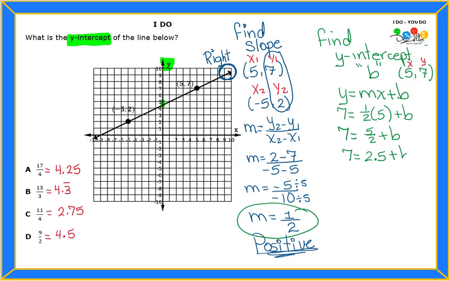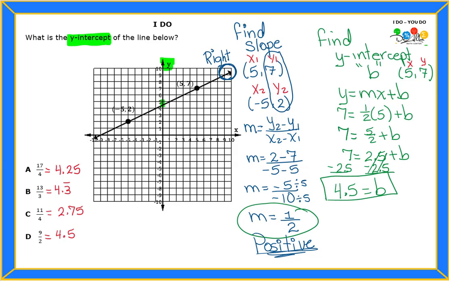Very good. Okay? Now, how can I leave the variable b by itself? Well, I need to get rid of the 2.5. So I will need to take away or subtract 2.5 on both sides of the equation. So the 2.5 cancels out, and I end up with b only on the right. And 7 minus 2.5 gives me a 4.5. And this will be my y-intercept.